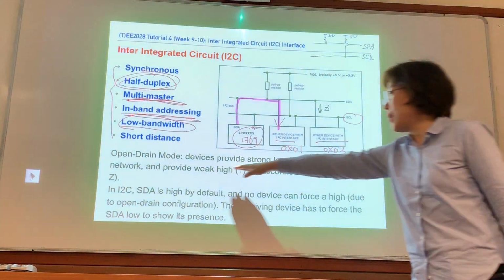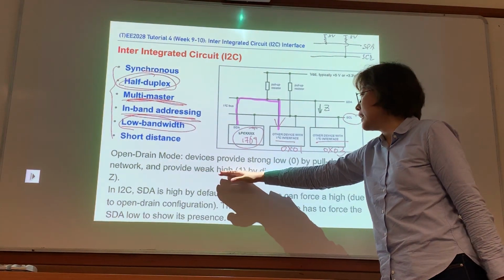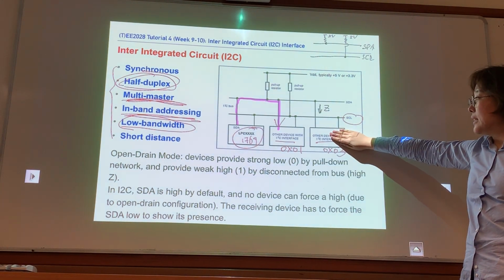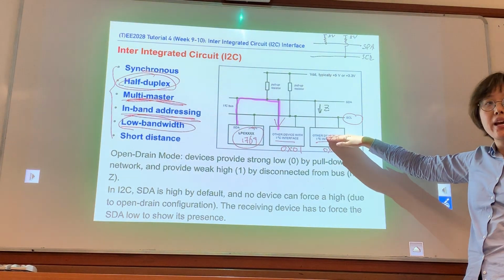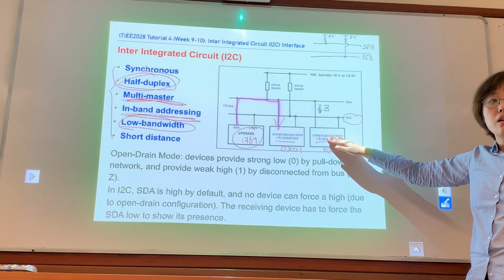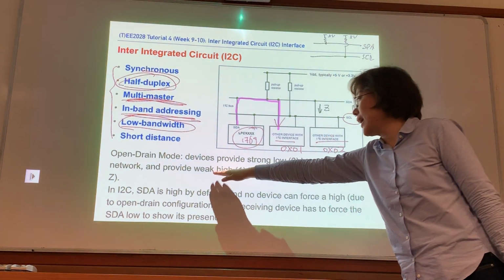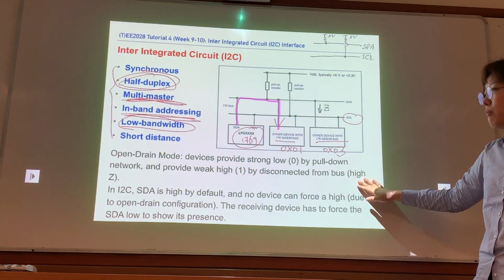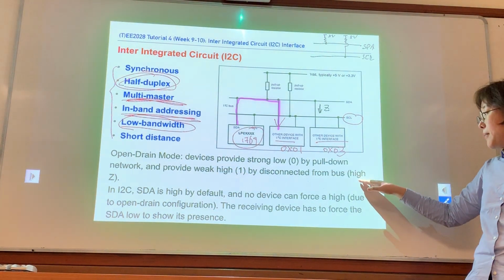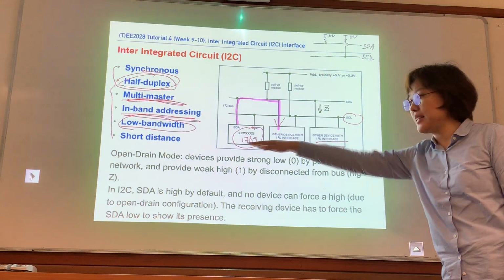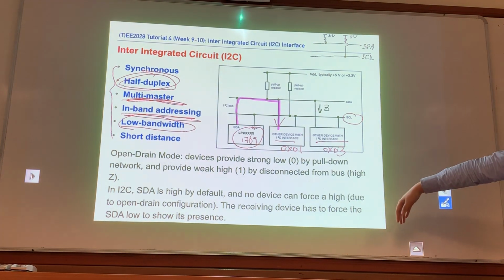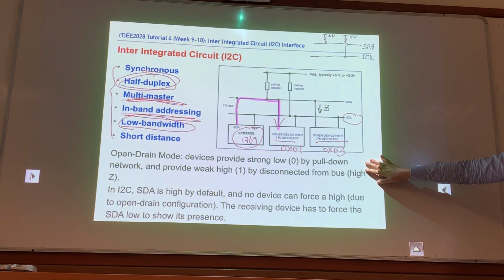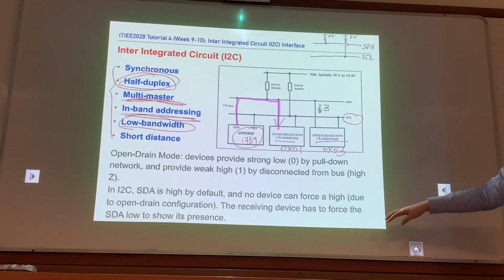So this guy can provide a weak high. This means it will not do anything for the channel, but itself will behave like a very high impedance. So it's a weak high by being disconnected from the bus, basically by giving a high-Z impedance. This is the meaning of open drain. You will see the example later on in the question.